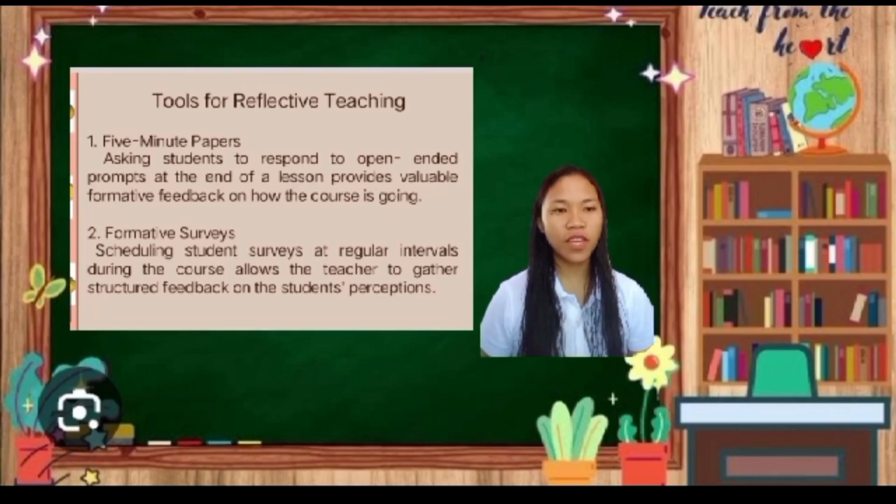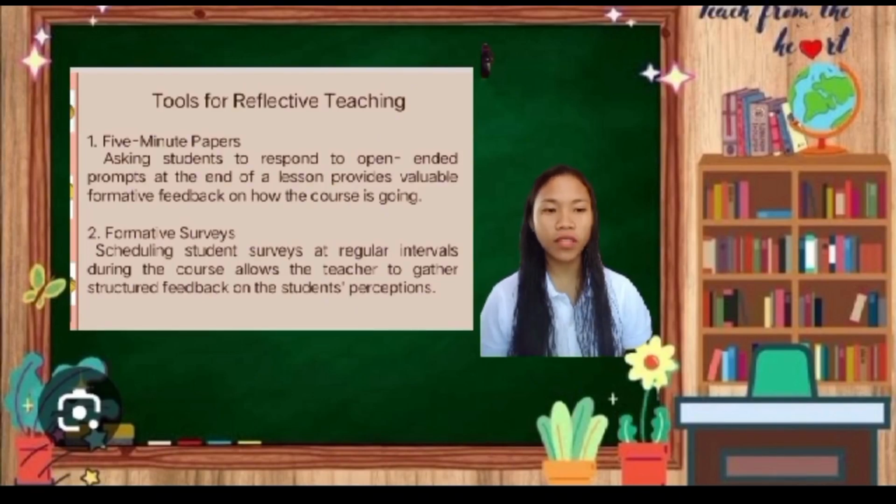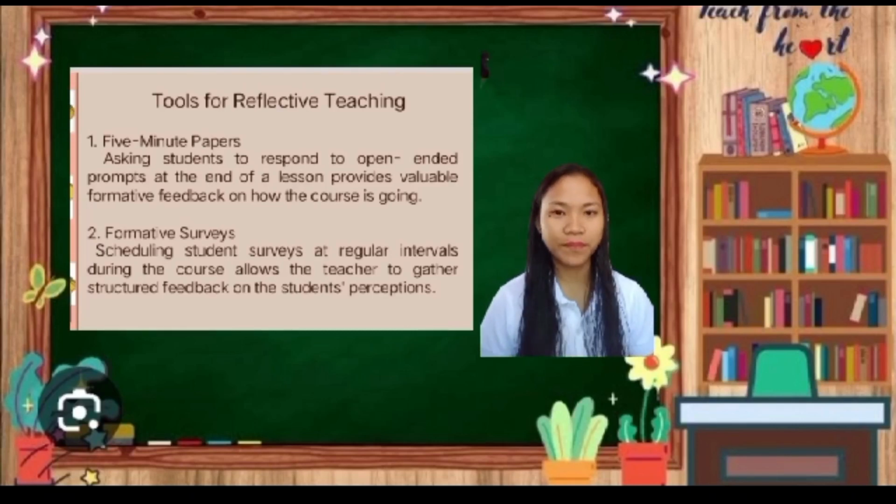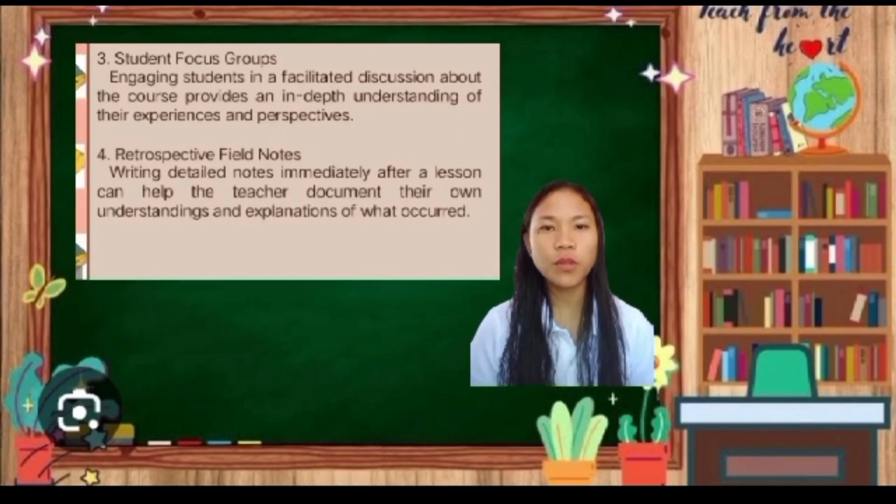So, formative surveys are structured questionnaires given to students at different points in the course. They can be simple questions, like rating their understanding of a topic, asking for feedback, or rating from 1 to 5. And the third one is student focus groups. It is engaging students in a facilitated discussion about the course, which provides an in-depth understanding of their experiences and perspectives.